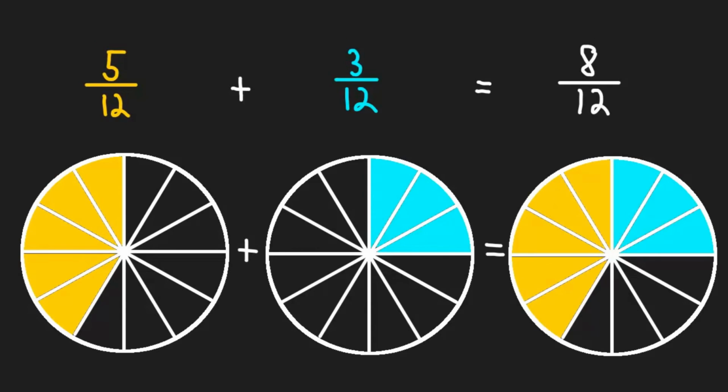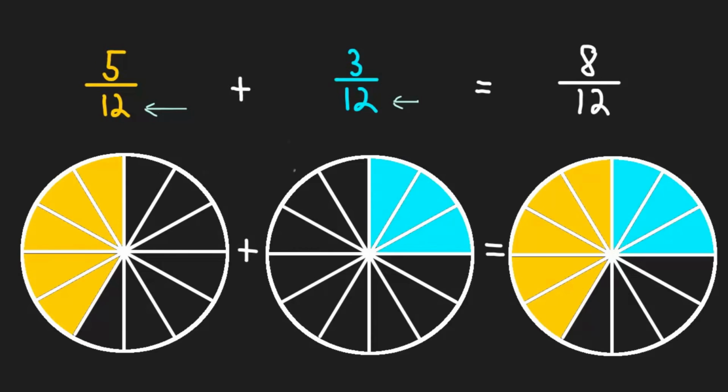Now, the thing that's allowing us to add is the fact that we're talking about the same sized pieces. Notice that corresponds to the fact that the denominators are the same. So we had 5 out of 12, and 3 out of 12. In other words, we were cutting our whole into 12 pieces each time. So every piece is the same size, so we can add them up no problem. We have 5 out of the 12 plus 3 out of the 12, we get 8 out of the 12. Okay, simple enough.